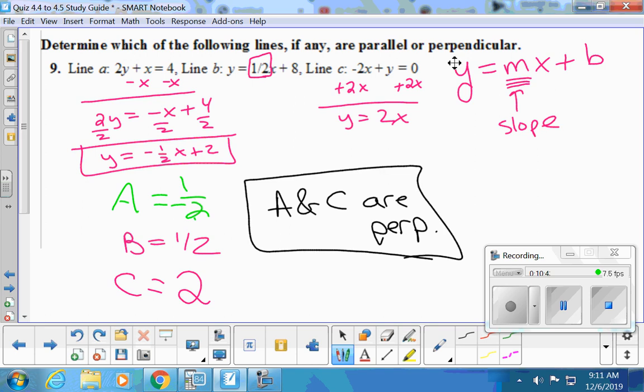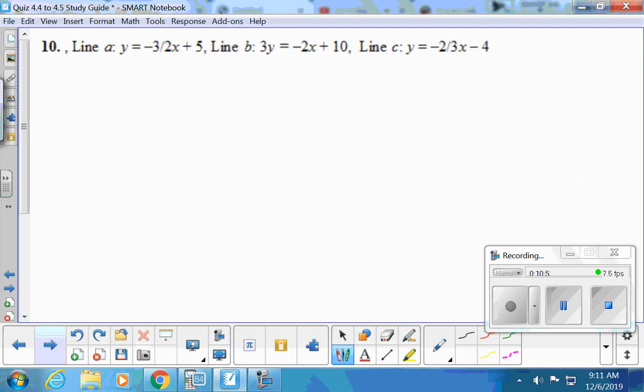Okay. Does that help? We fixed everything. All right, let's just do the next two together. Is this the same exact thing? Tell which one's perpendicular. Okay, what's the slope of line A? Very good. What's the slope of line C? Very good. What's the slope of line B?